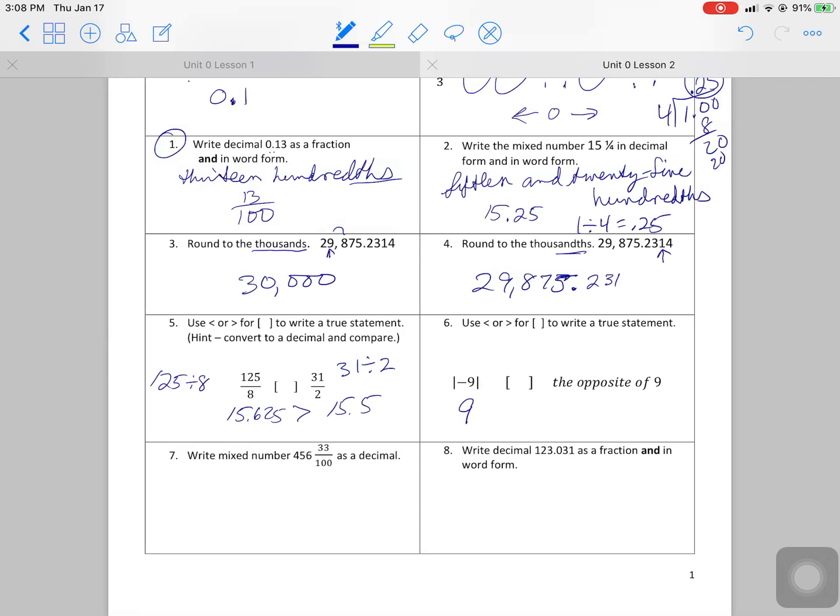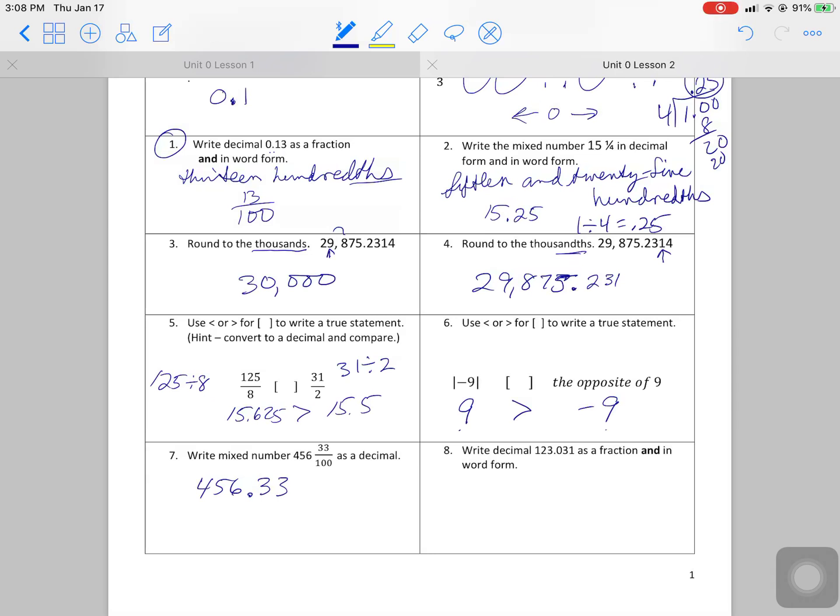All right, absolute value of -9 is +9. Opposite of 9 is -9, so clearly that one's greater. So the 9 is greater than -9. Okay. Write a mixed number. So whole number part, decimal part. Well, that was really easy.